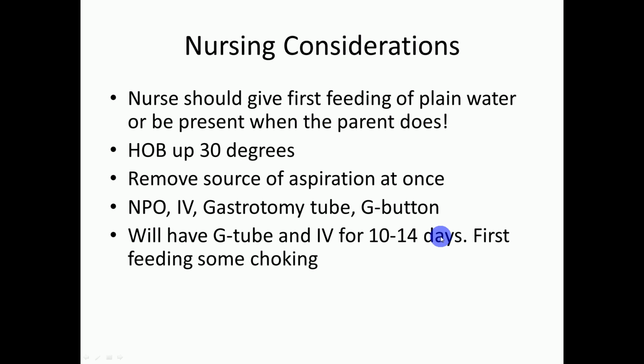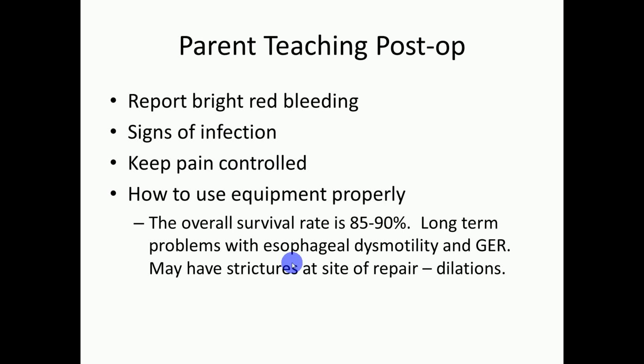If they do go down and have surgical repair, they may have some choking with their first feedings, and you would want to make sure you teach that because, again, that may be fearful to the parent who has sent their child down with the 3 C's and they come back and they're still choking some. So let them know that's a little normal for the first few feedings. Parent teaching post-op, of course: report bright red bleeding. It could indicate signs of active bleeding, maybe hemorrhage, that they didn't get sutured well enough. Signs of infection, keeping pain controlled well, and if they've got any equipment, how to use it properly.